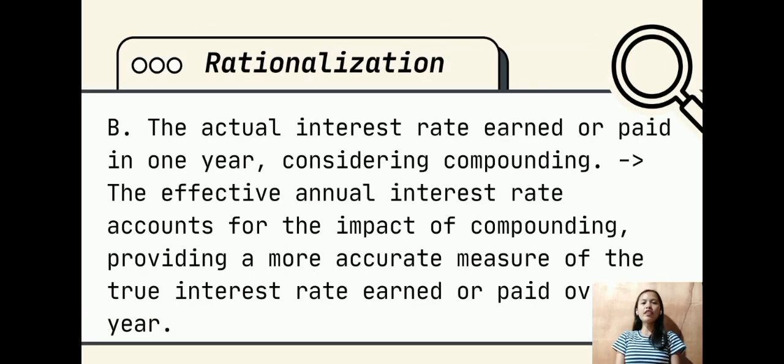The correct answer is letter B, the actual interest rate earned or paid in 1 year considering compounding. The effective annual interest rate accounts for the impact of compounding, providing a more accurate measure of the true interest rate earned or paid over a year.